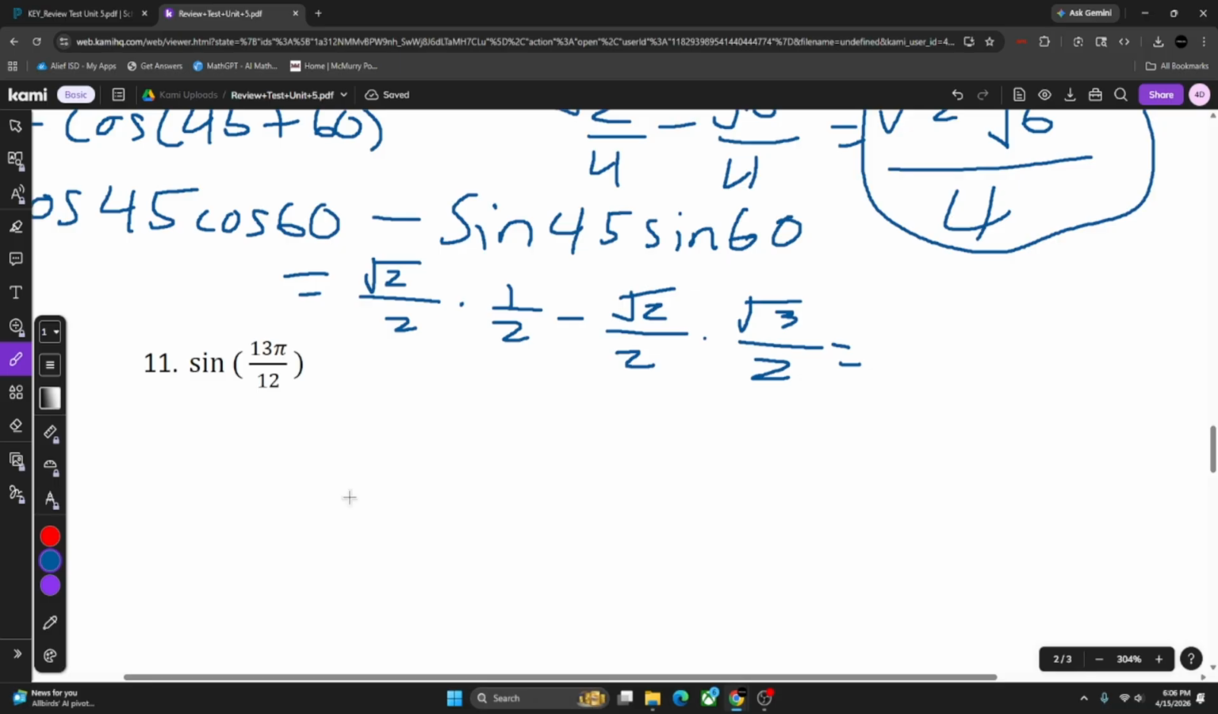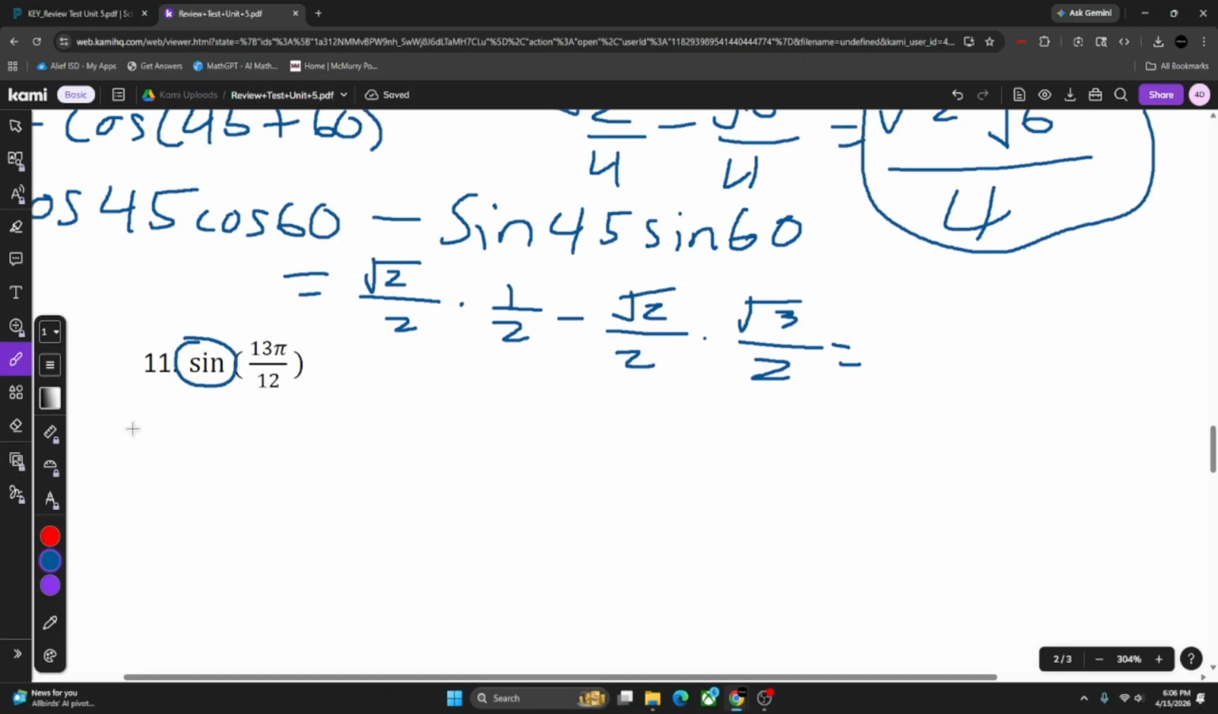Okay, 11 is the same exact thing, except we use a different formula. So you see how this is sine. We just go over here, look at sine, and just pick this. We just pick this, and also we have to turn this into a degree. So 13 times 180.